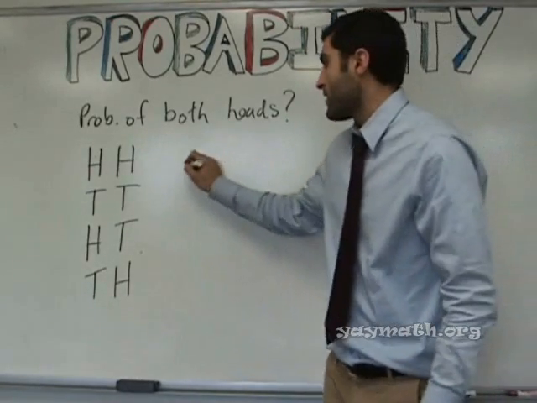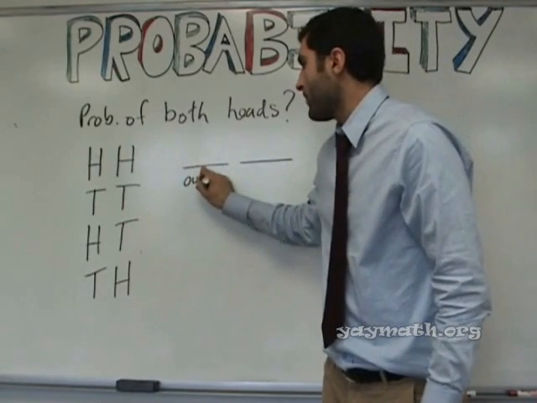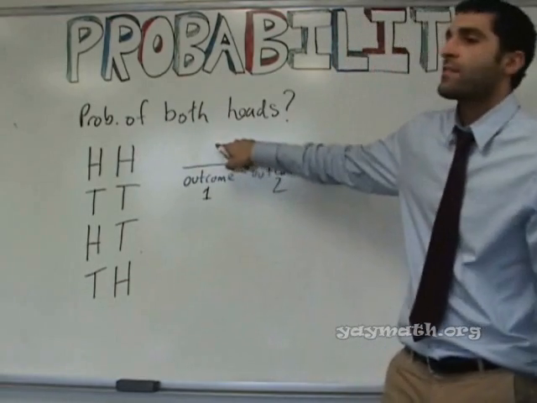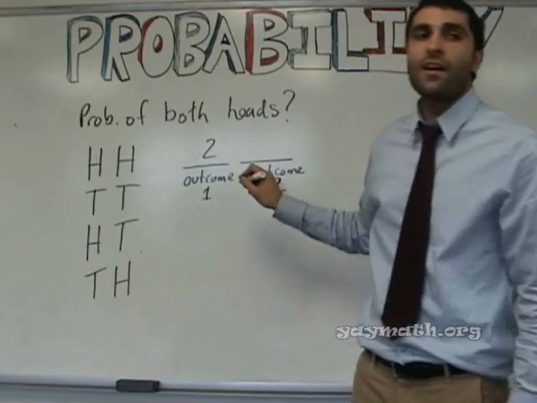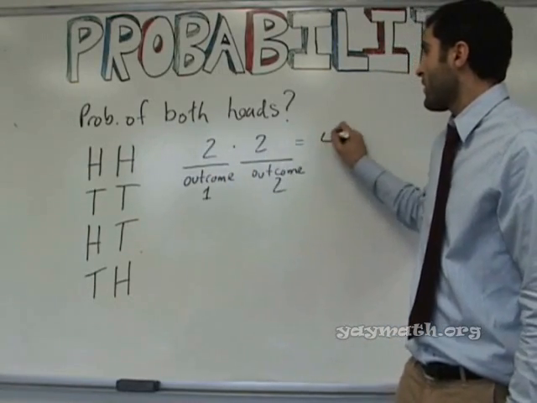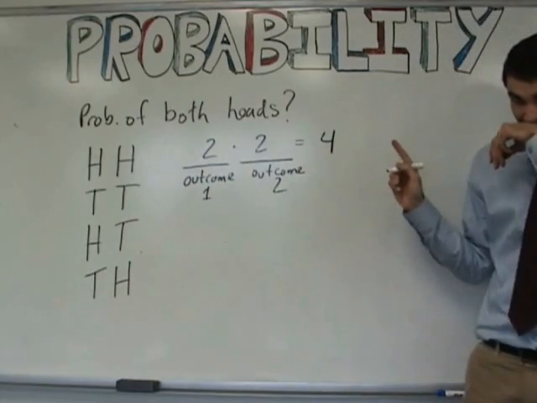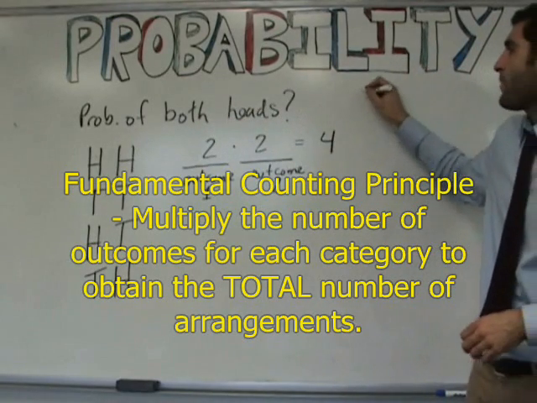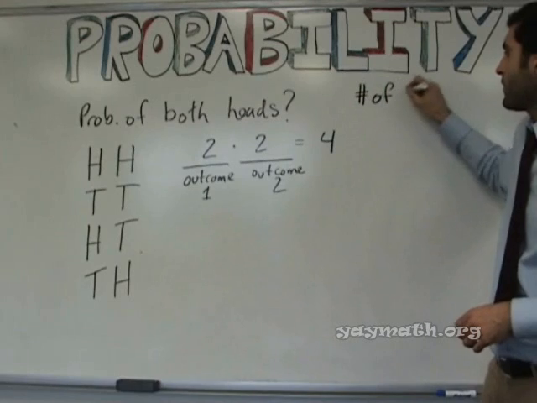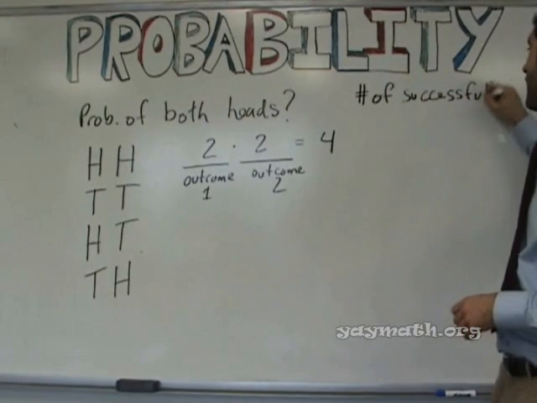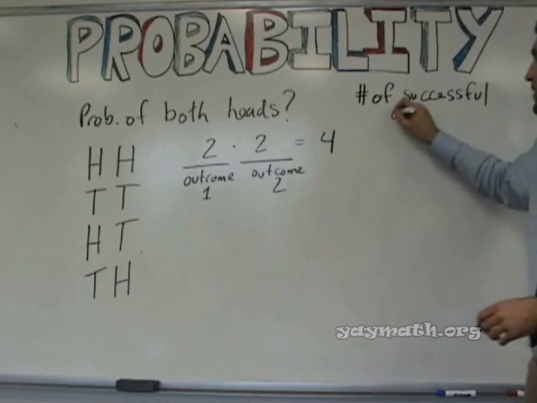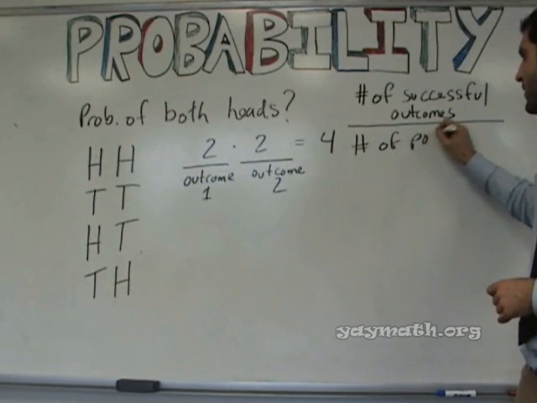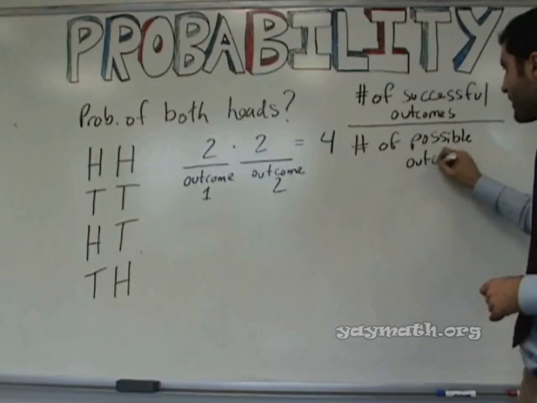Another way that we did it was, let's say we have outcome 1 and outcome 2. How many possibilities for outcome 1? 2. Possibilities for outcome 2? 2. Multiply. 4. Who remembers what this principle is called? Counting principle. Very good. So there's 4. So the probability of both heads, let's define probability. Probability is the likelihood of something happening. That's right. In the mathematical sense, number of successful outcomes over number of possible outcomes.